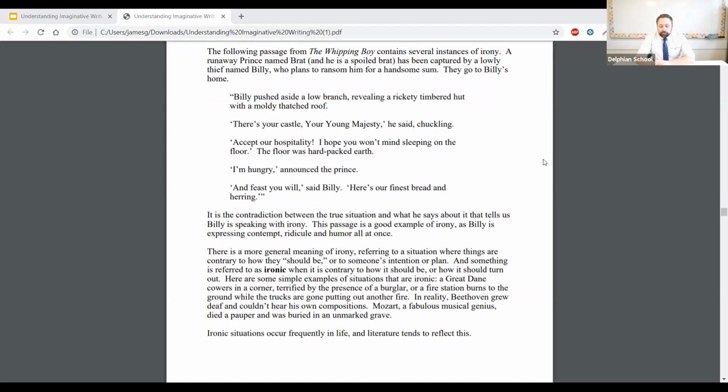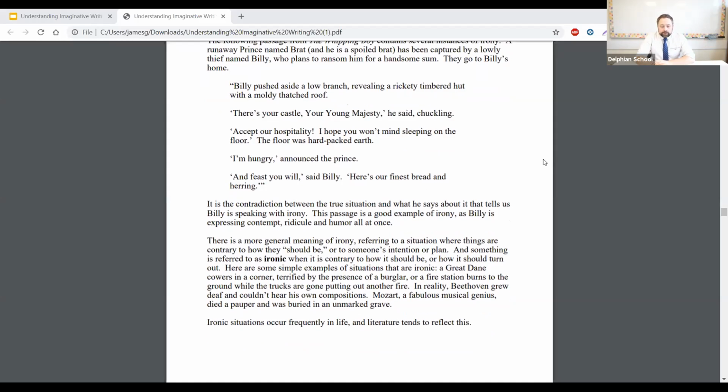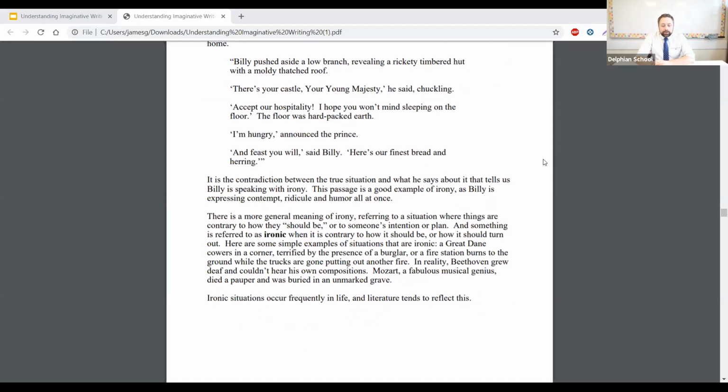There's a more general meaning of irony, referring to a situation where things are contrary to how they should be or to someone's intention or plan. Something is referred to as ironic when it is contrary to how it should be or how it should turn out. Here are some simple examples of situations that are ironic.